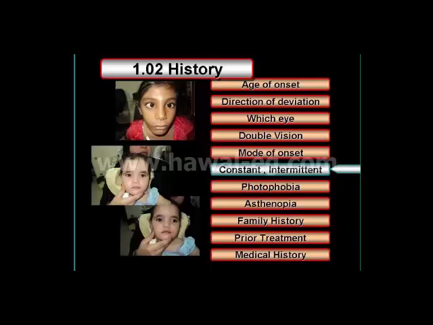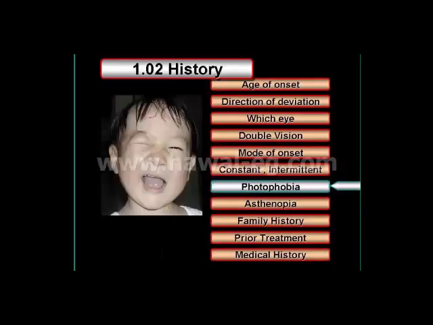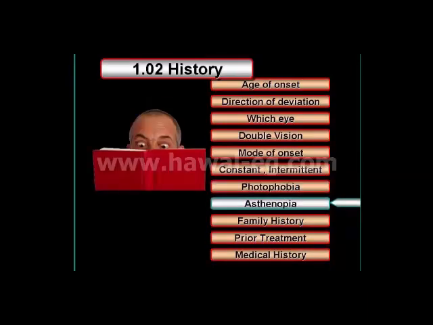Sometimes the eyes are aligned and sometimes they are deviated. Then you ask about the presence of photophobia, which alerts the examiner to the presence of intermittent exotropia. Then you ask about the presence of reading asthenopia.